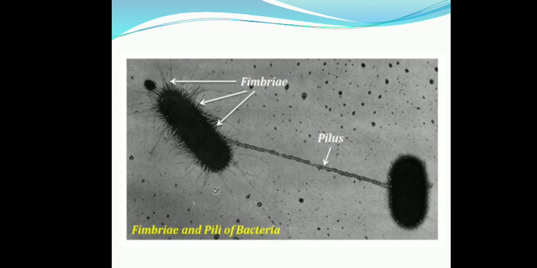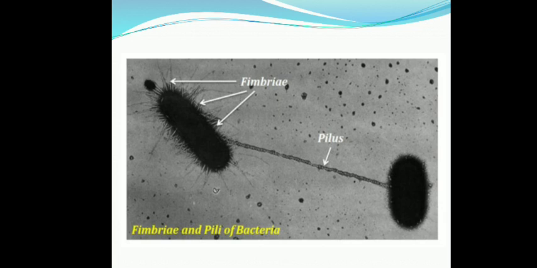These fimbriae may be present in motile organisms as well as in non-motile cells. They can show antigenic properties depending on the type of bacteria, and these fimbriae and pili are classified on the basis of their structure and function.